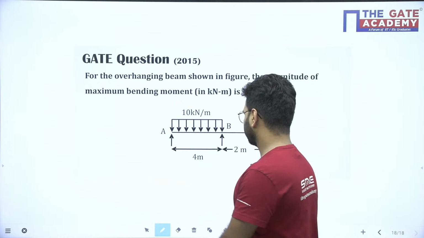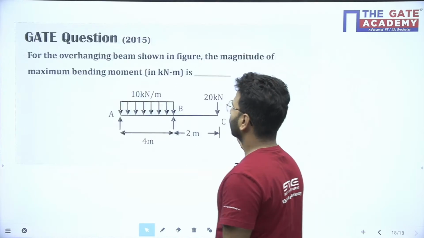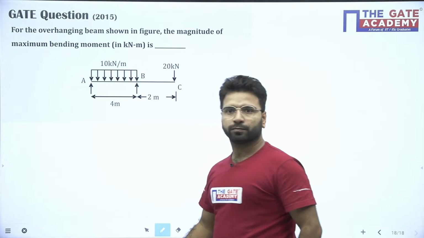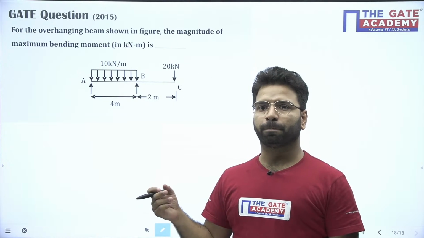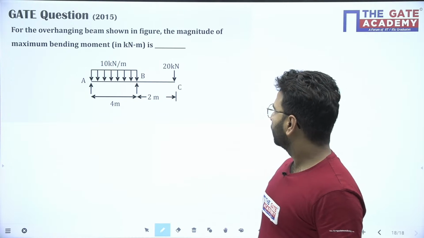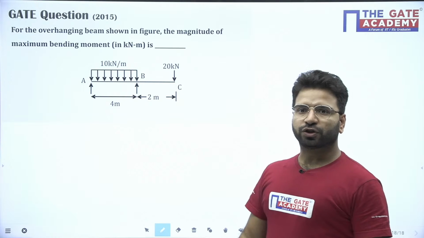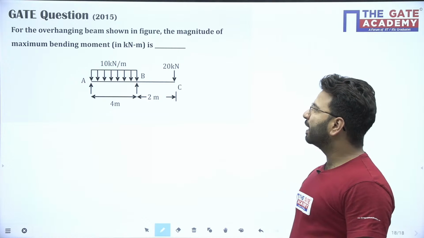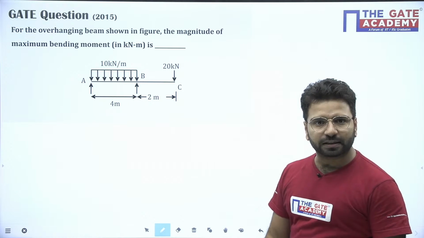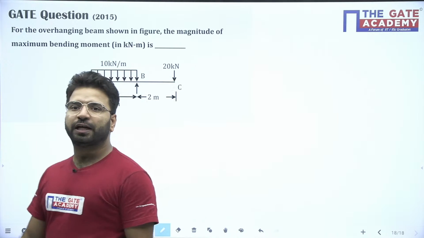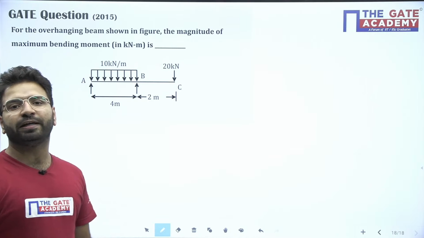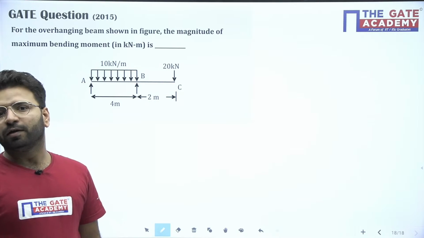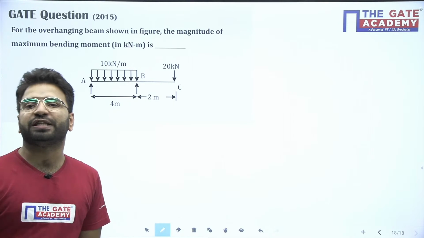Solve this question now. The question is: for the overhanging beam shown in the figure, the magnitude of maximum bending moment is. I told you beta, whenever the question asks you to find the maximum bending moment, it means first you have to find where the shear force changes its sign.